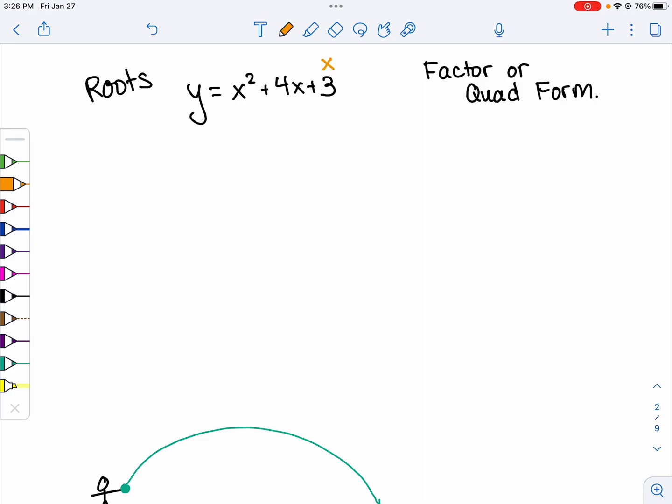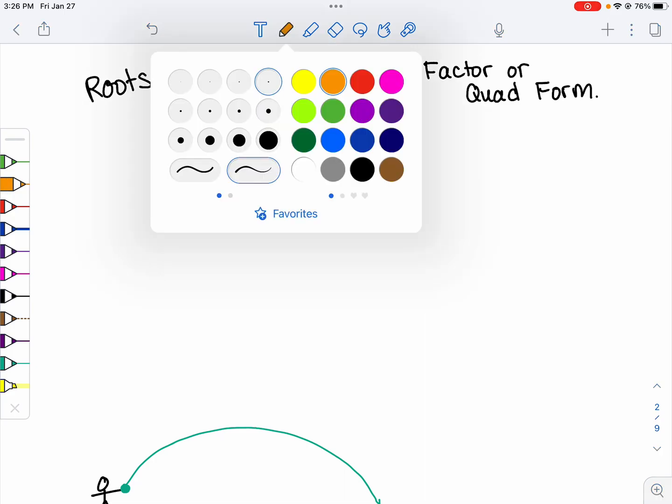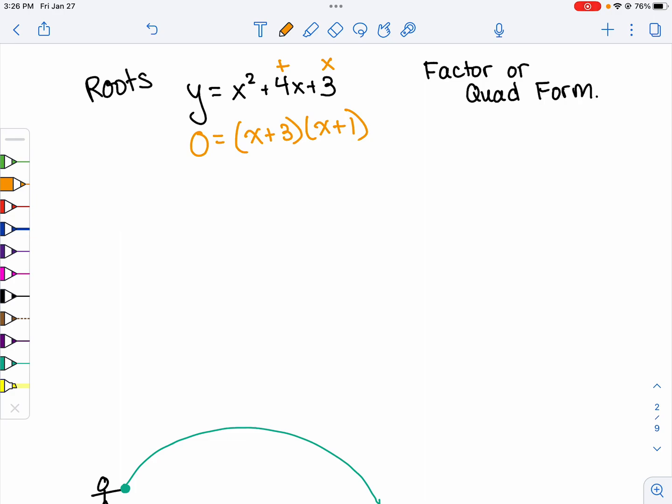So what multiplies to 3 and adds to 4? How about 3 times 1? So x plus 3, x plus 1. It's just a simple trinomial. And then I would just set y equal to 0. And then set each bracket equal to 0. So x plus 3 equals 0 and x plus 1 equals 0. And then isolate x.